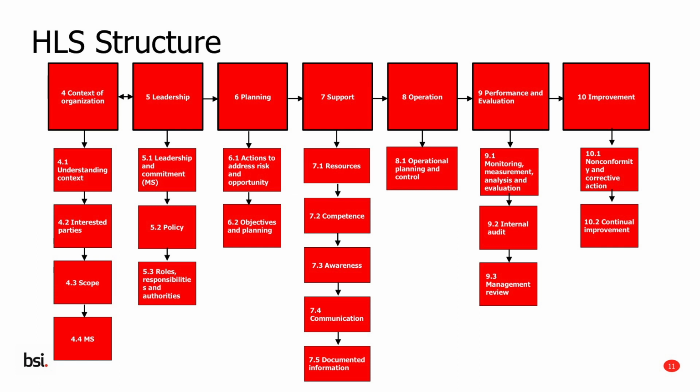So section 4 is context of the organization. If you look within this section, there are 4 clauses. The first 2 are new clauses. So section 4.1 is called understanding the context of the organization. This is about determining both external and internal issues that are relevant to the organization's purpose and its strategic direction.